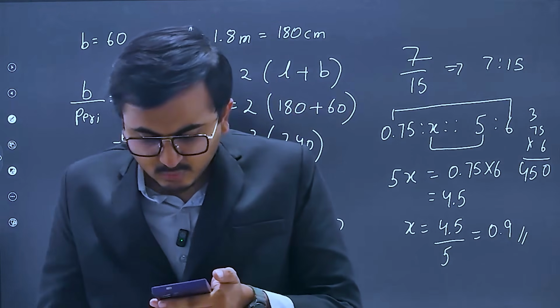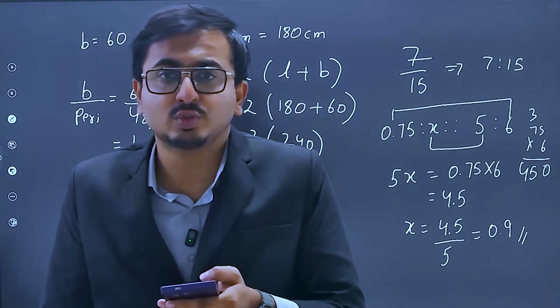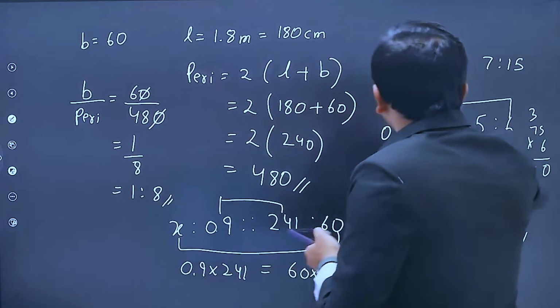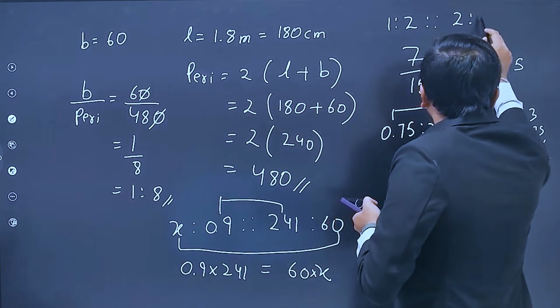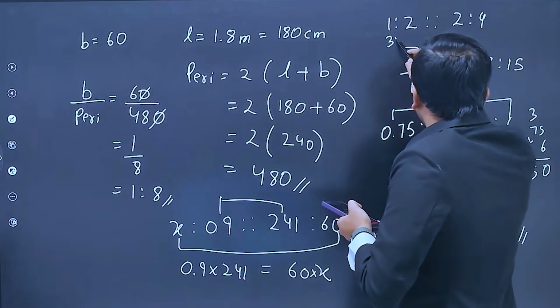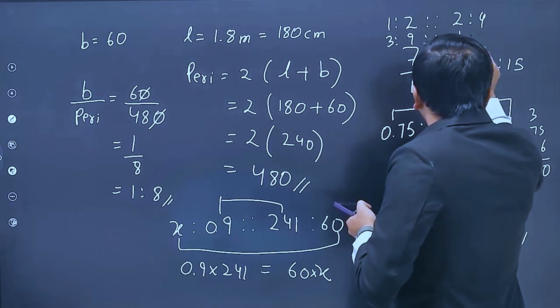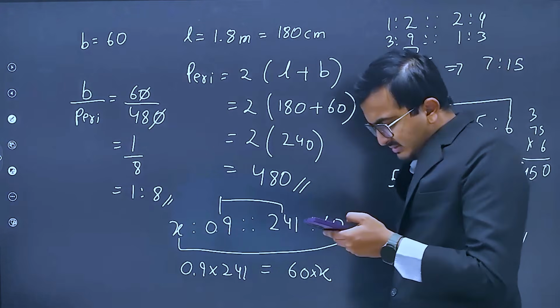Explain proportion. I have just said 1:2 is proportionate. Both ratios after simplifying should be the same. This could be one example: 3:9 is proportional to 1:3.